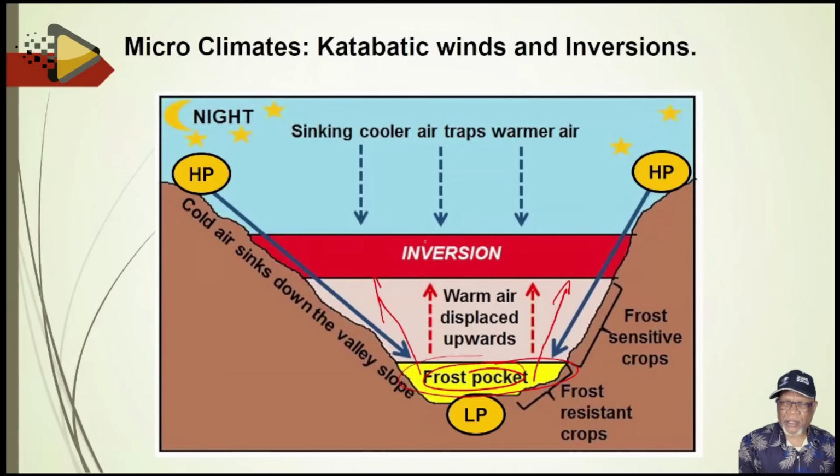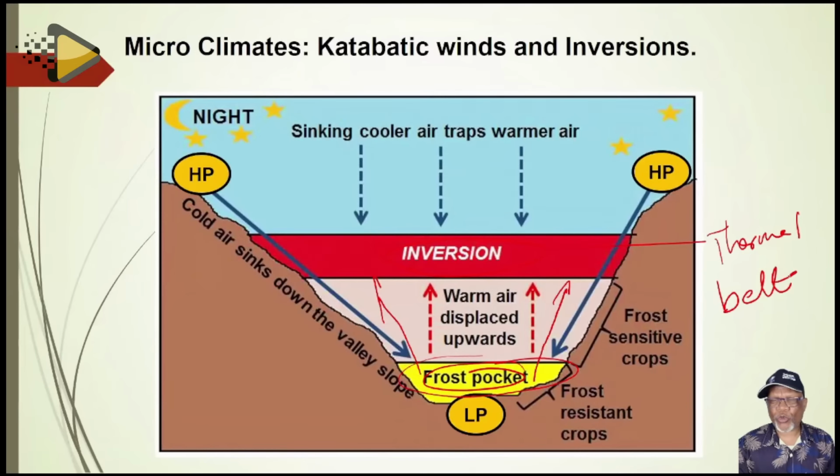And here in this valley, what are we going to get? We're going to have what we call a thermal belt there in the valley, and it shows temperature inversion. This layer here, we're going to call it thermal belt. But what is it indicating? It is indicating the increase of temperature with an increase in height, which is called temperature inversion.